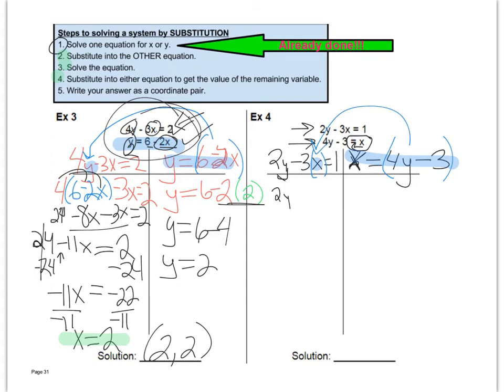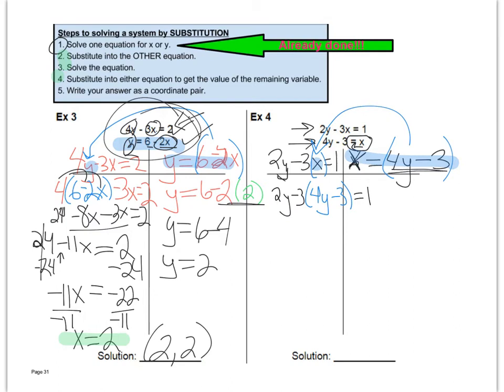I get 2y minus 3, and then my x I'm taking out and substituting. I'm replacing the x with 4y minus 3. Notice that x is gone because I replaced it. I substituted. I changed what x was to something I knew it was. So now I just have to do my math.